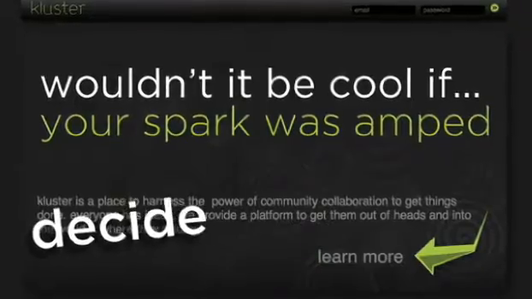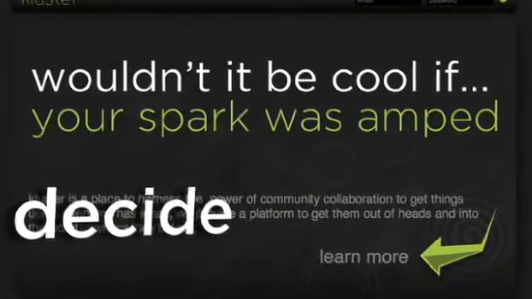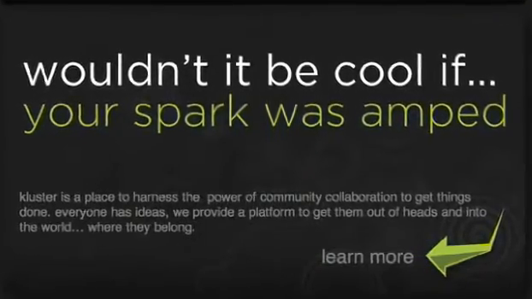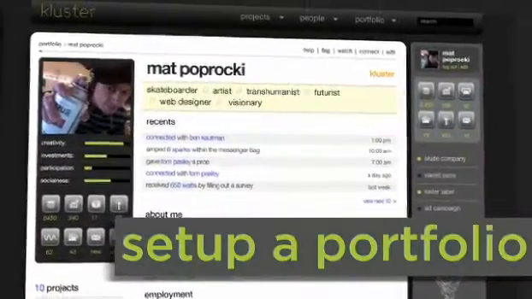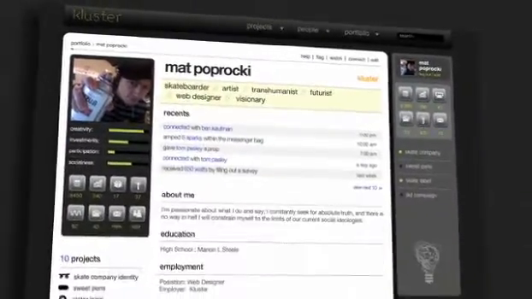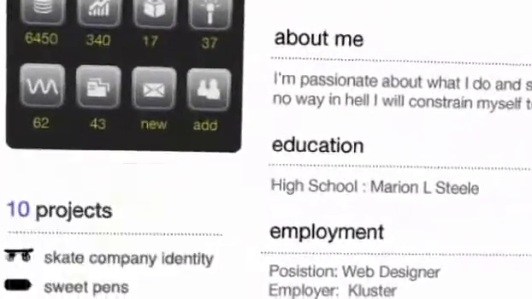Let's start deciding what's next, rather than just buying what's new. Kluster is very much a social network at its core. You can set up a portfolio and market yourself to the community. You can connect with other users and leave recommendations for people that you think have done a good job.